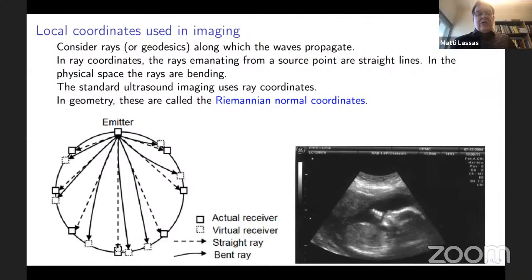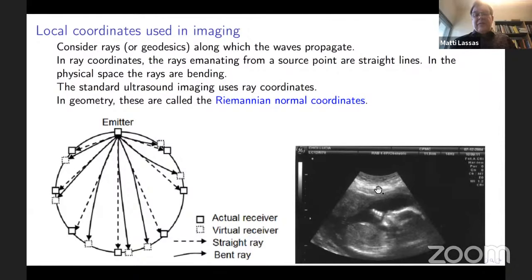Now, when you change the sound speed inside the body, the sound is actually propagating along geodesics that are curves, called geodesics or rays in acoustics. So these black lines are how the waves are really propagating in physical space.